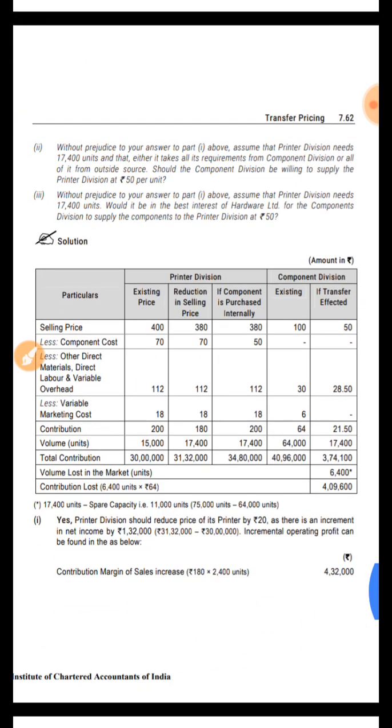So the answer should be yes, because the printer division should reduce price. Printer division should reduce the price of its printer by ₹20 as there is an increment in net income of 1,32,000. Okay, incremental operating profit can be found as below.